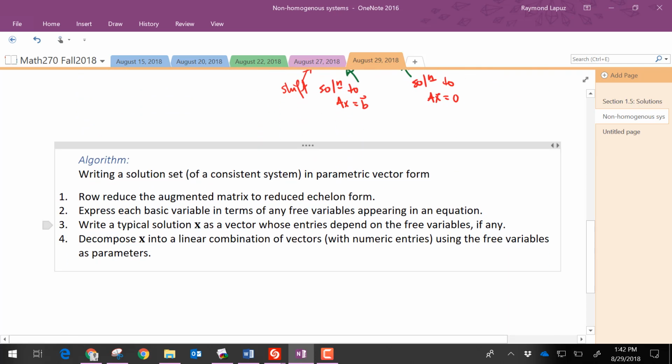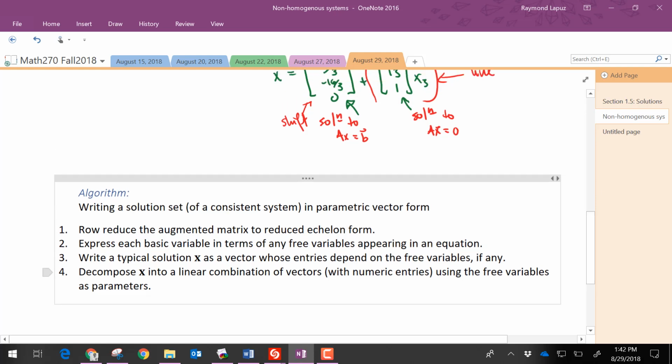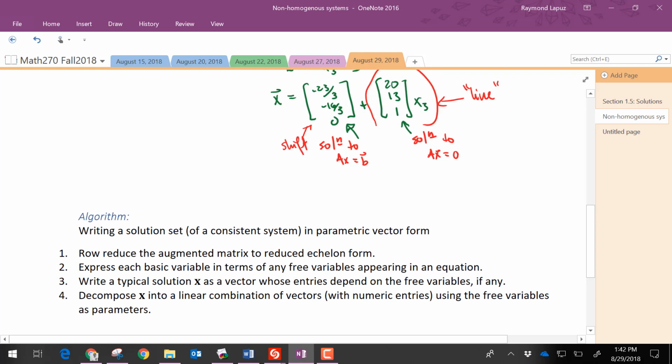So write a typical solution for x as a vector whose entries depend on the free variables, and then decompose x into a linear combination of vectors with numeric entries. This is your p vector, numeric entries, and then using the free variables, extracting out the free variables in any of the other vectors that you have. Once you do that, then you have written your solution in parametric vector form. Okay?